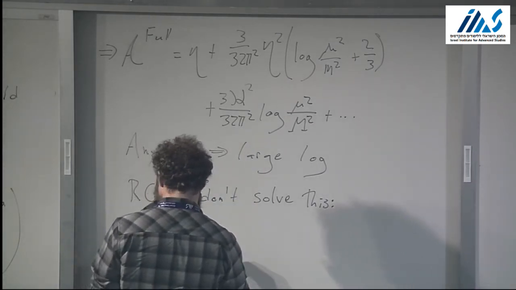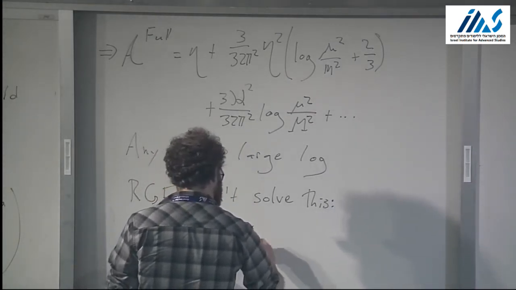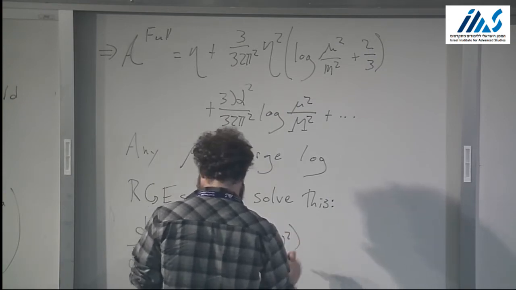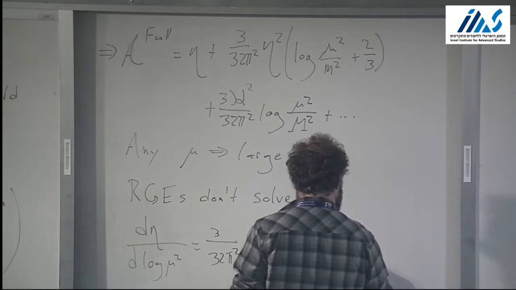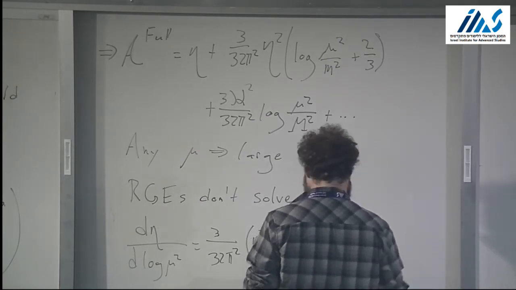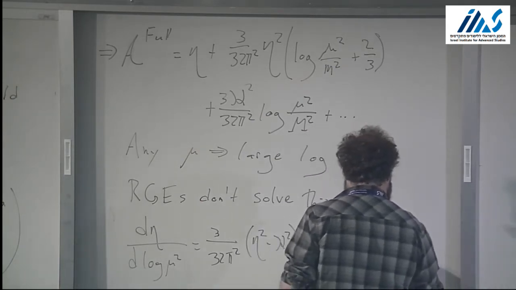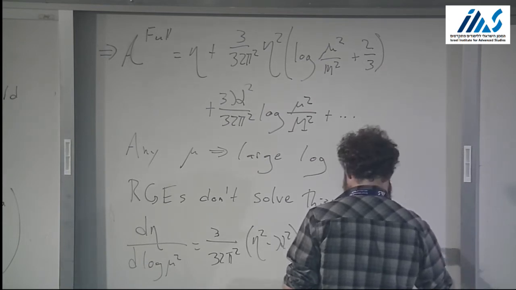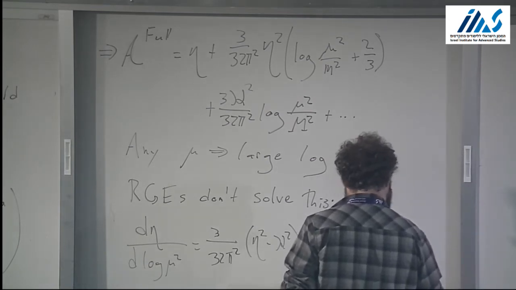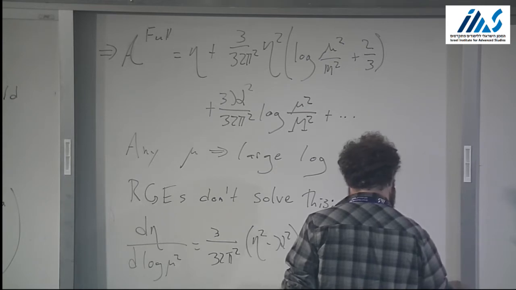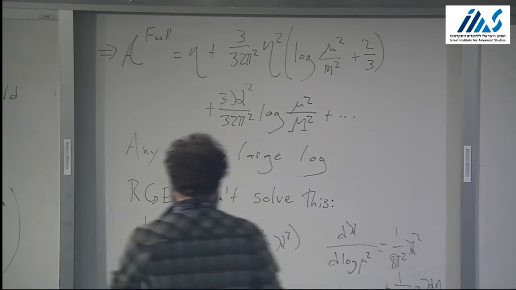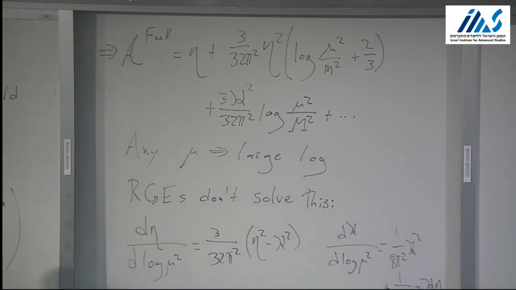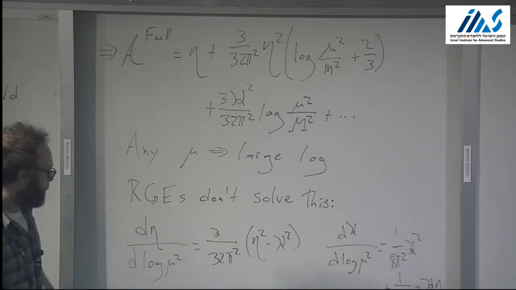So we have 3 over 32 pi squared, eta squared minus kappa squared, and we have d kappa squared, d log mu squared, sorry, is 1 over 8 pi squared kappa squared plus 1 over 32 pi squared kappa eta, okay? I didn't derive these for you, but you would use exactly the same techniques we used yesterday, so I'm not going to go through all those details.